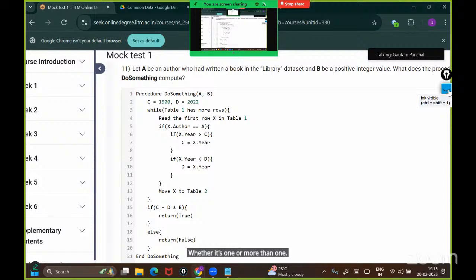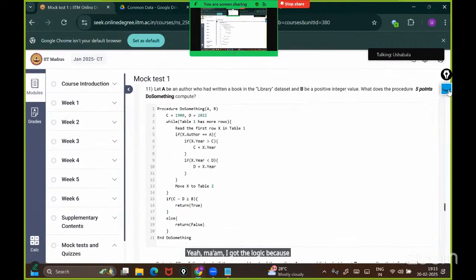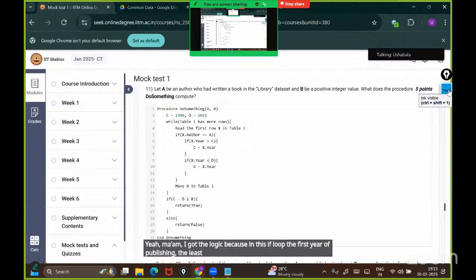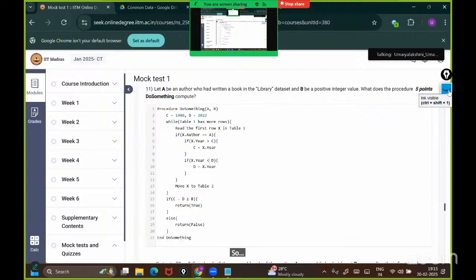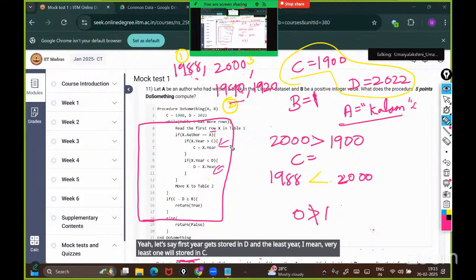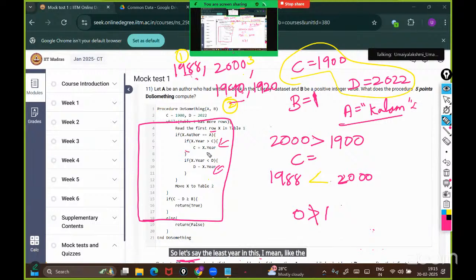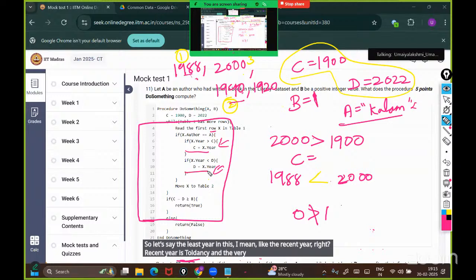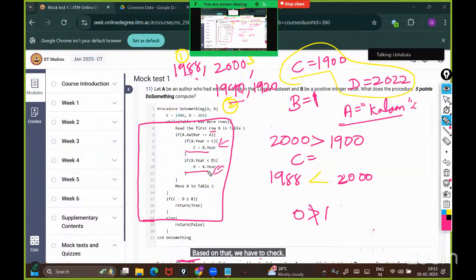I got the logic, because in this if loop, the first year of publishing, the least year of publishing, gets locked up. Let's say the first year gets stored in D and the very least one is stored in C. I mean the recent year is stored in C and the very old book is stored in D. Based on that, we have to check. Okay, I got it. We can continue.